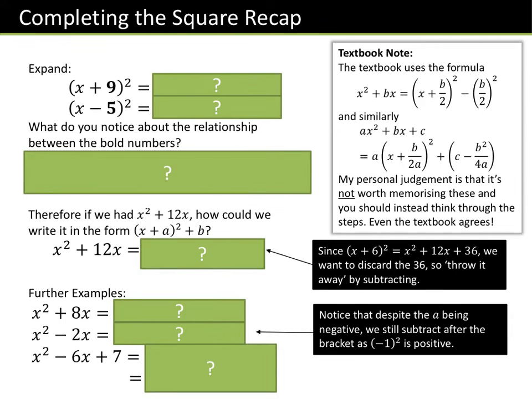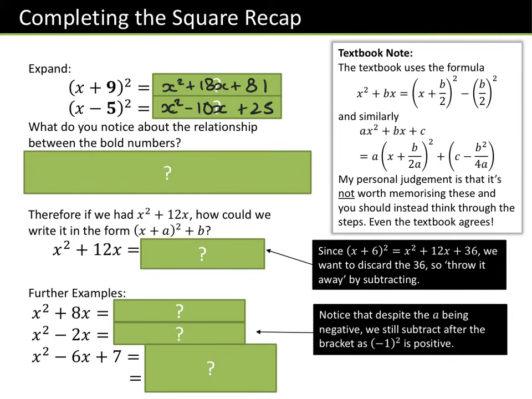So, completing the square summary. We should all be very happy expanding x plus 9. We should have x squared plus 18x plus 81. And x minus 5, we should have x squared minus 10x plus 25. Everybody should be happy with that, okay?